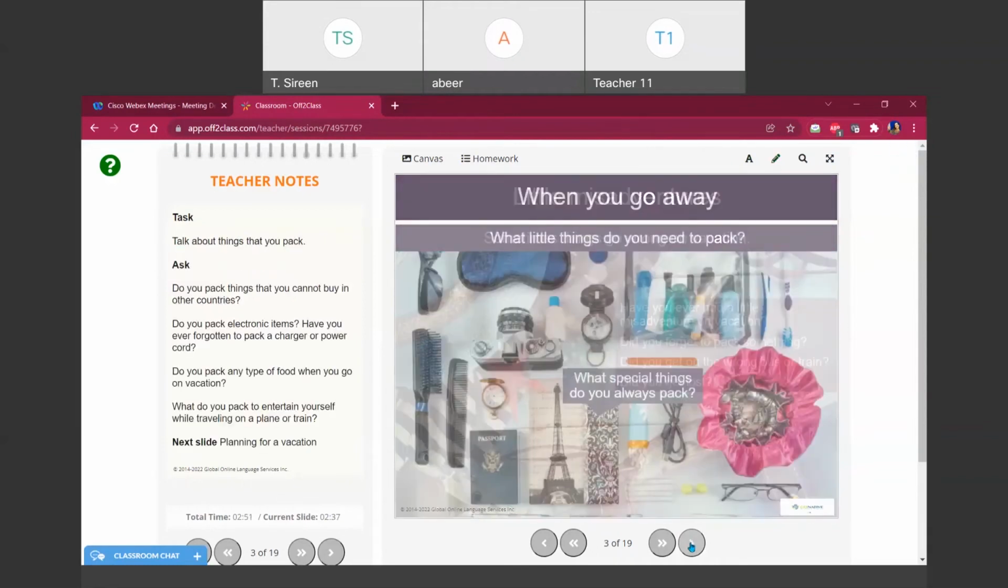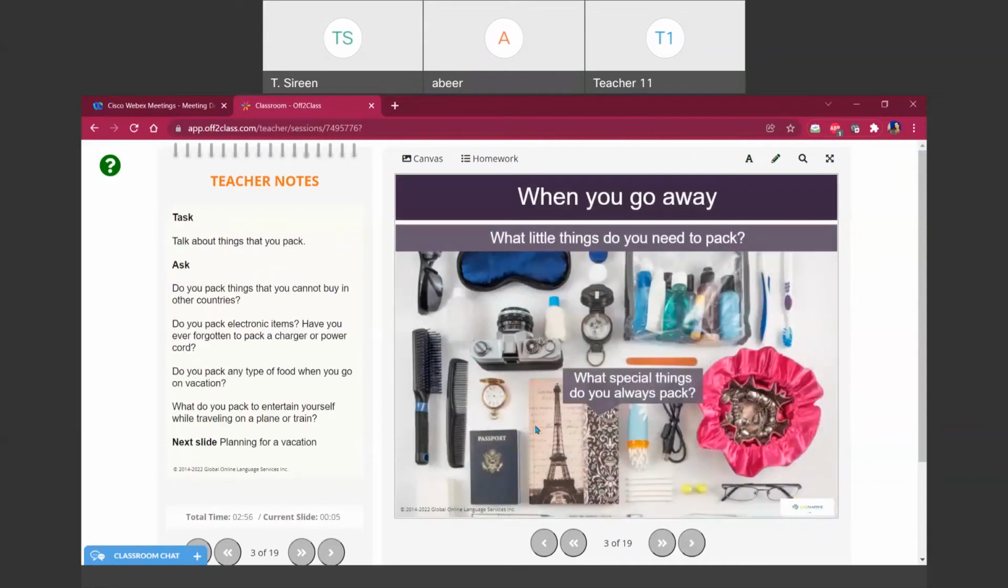When you go away, what little things do you need to pack? What special things do you always pack? What are the other things that you pack all the time? What are the things you always take with you? Toothpaste and a toothbrush. My glasses and my notes. Yes, very good. Your notes, your glasses.